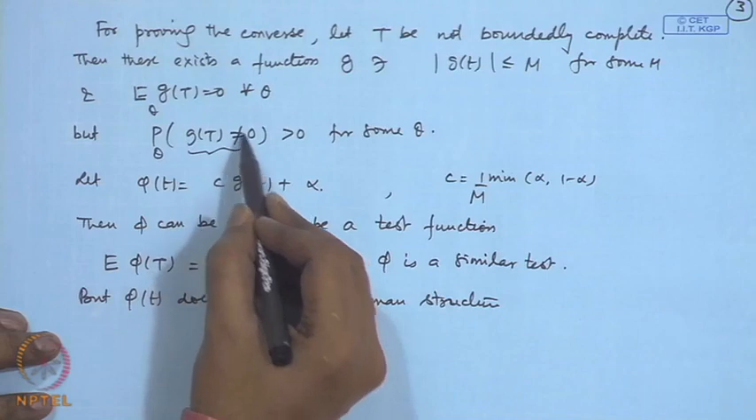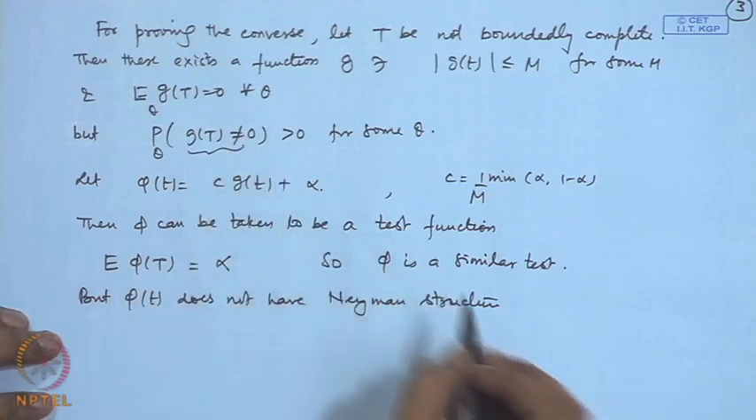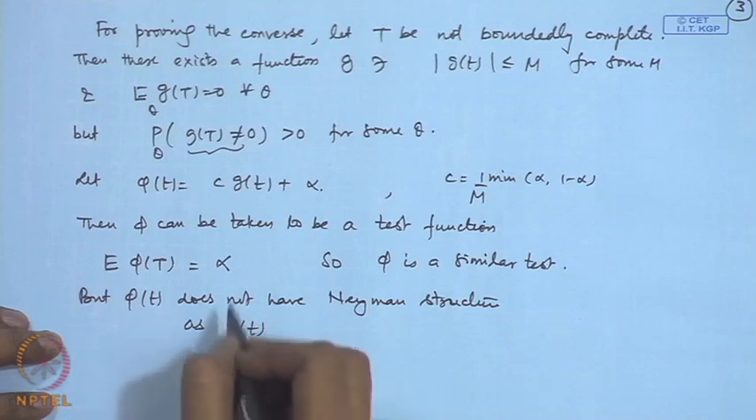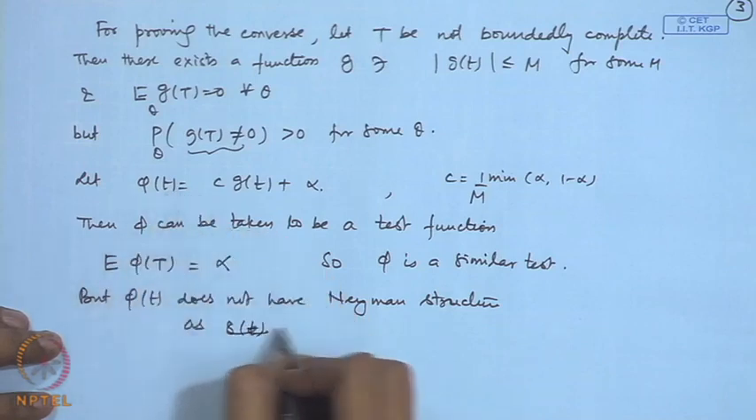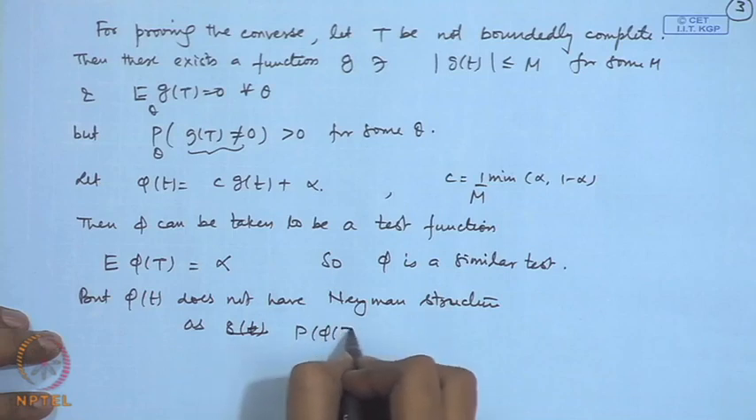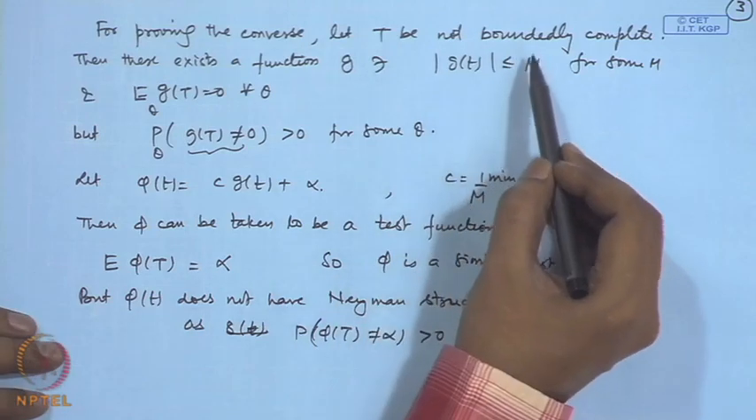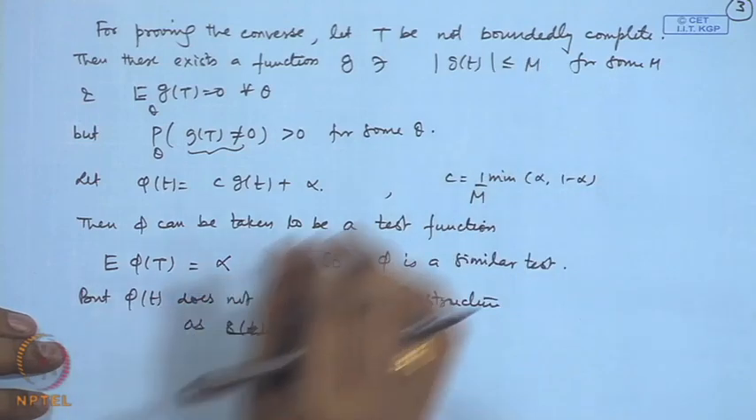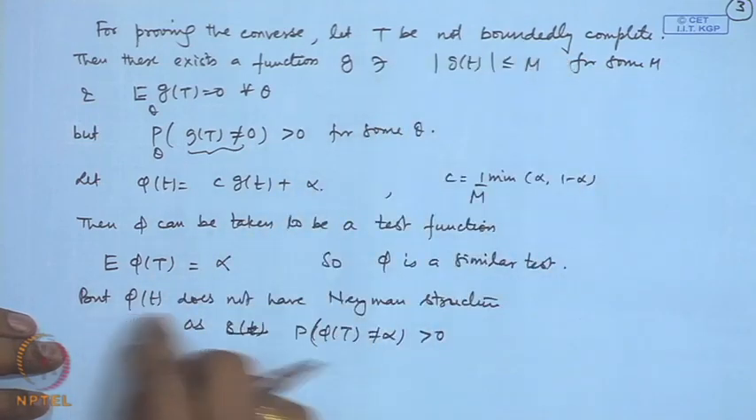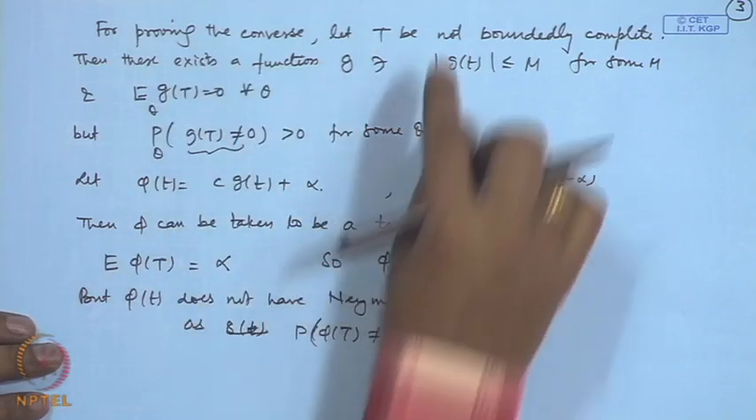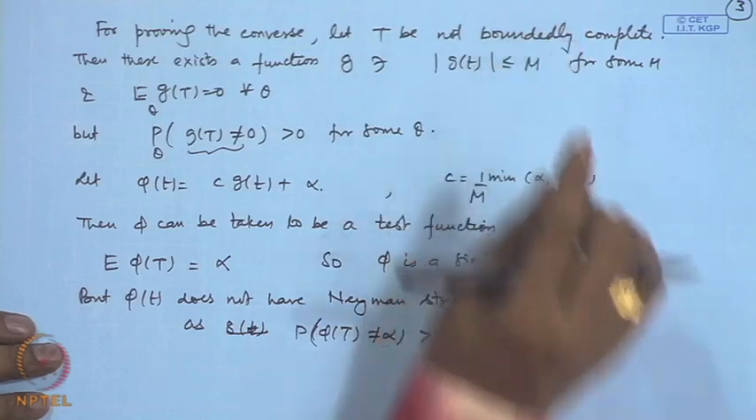Because I am assuming that g(t) is not equal to 0, that means we are assuming that probability that φ(T) is not equal to α is positive. So, φ(t) does not have Neyman structure. If I assume that T is not boundedly complete, then φ(t) does not have Neyman structure. So, the converse part is also proved. That means T should be boundedly complete.